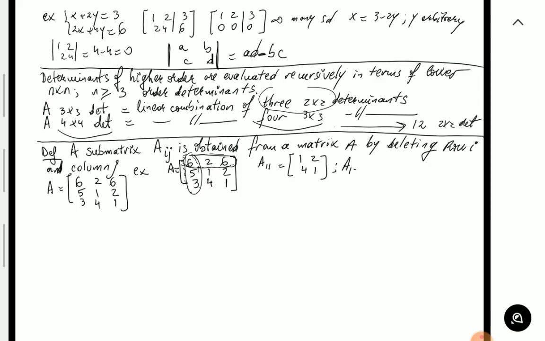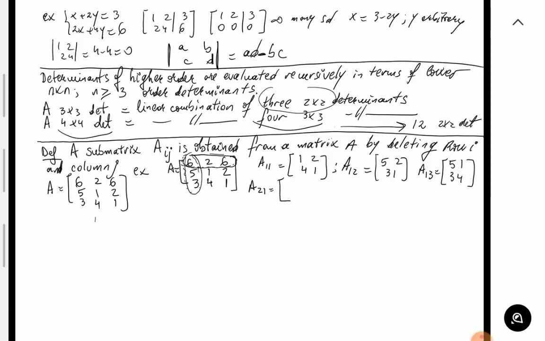So I hope it's clear what we're dealing with here. What about A12? Remember, the row is mentioned first always, and then the column. So now I actually eliminate row 1 and column 2. So 6, 2, 6 and 2, 1, 4 goes away. You're left with 5, 2, 3, 1. Try to pause the video and try to write the other ones yourself, and then check with me. A13, remove row 1, column 3, you're left with 5, 1, 3, 4. And you get the gist, I hope, right?